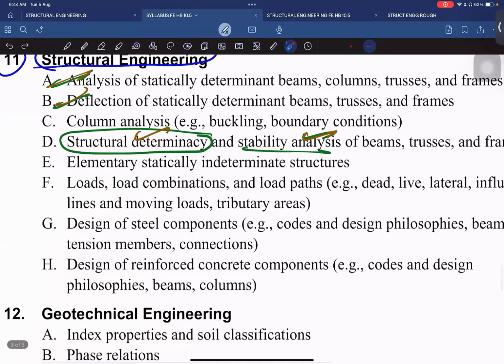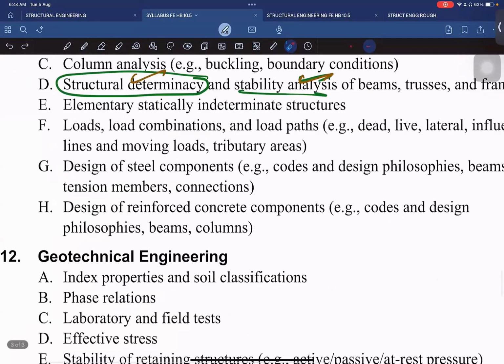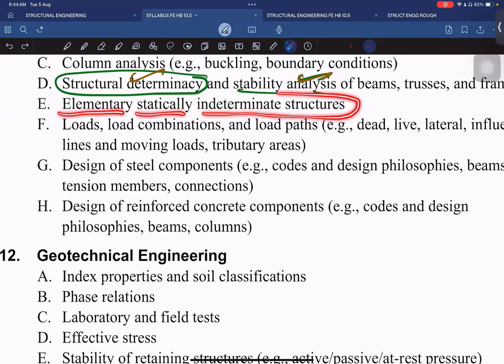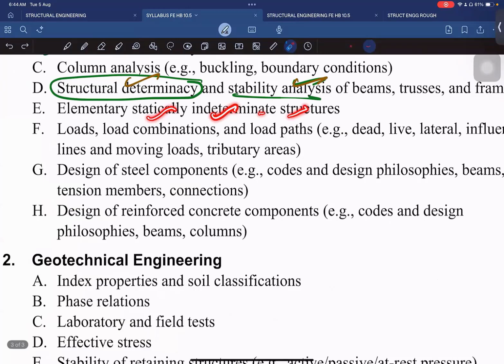So this is the thing. And coming to the next topic, elementary statically indeterminate structures. Generally, for the FE case, we don't have statically indeterminate structures. They are difficult to analyze because they need additional equations other than equilibrium equations, which we call some other equations. Any guess? Equilibrium equation?